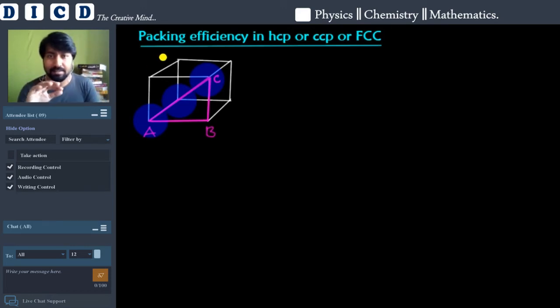In the next part, we're going to discuss packing efficiency in HCP or CCP or FCC. That is, hexagonal close packing, cubic close packing, or face-centered cube. All have the same similarity: one atom should be present at every corner of the cube or the unit cell, and there should be one atom present exactly at the center of the face.